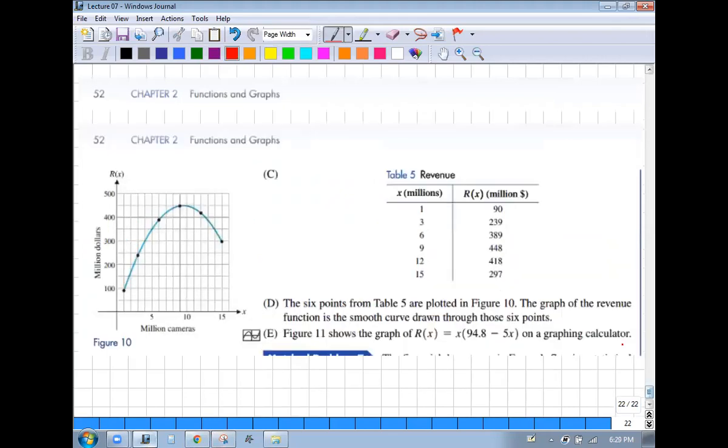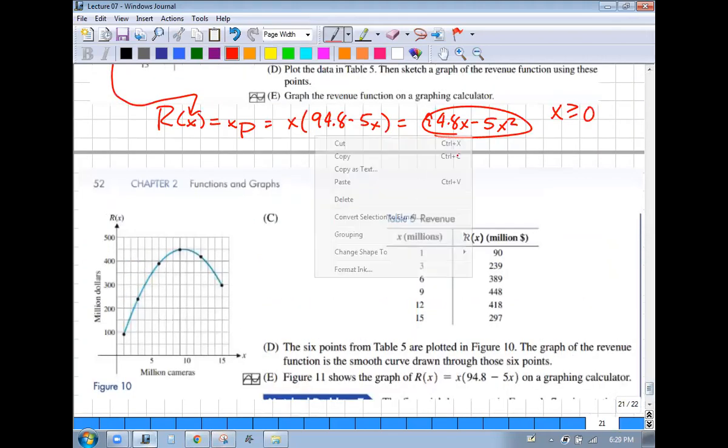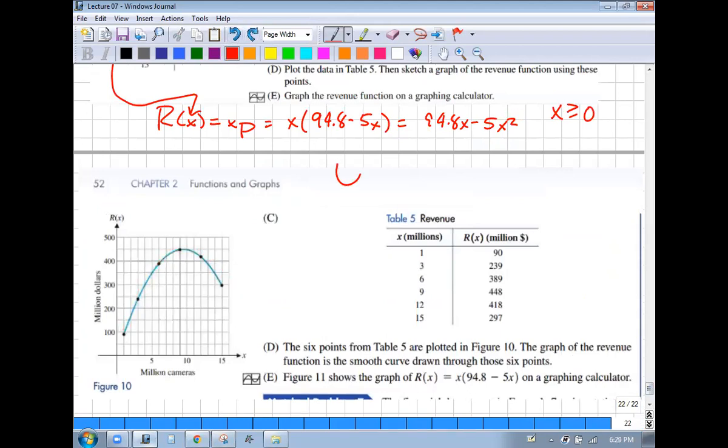Here was our function, R of x equals 94.8x minus 5x squared. Notice this thing's squared, that means curved, right? X squared looks like this, but when you put a minus in front of it, it turns it upside down. That's why this thing looks the way it does. All right. So you can see here the revenue based upon millions of cameras. You kind of want to know what happens right here, right? That's your X value. You'd want to make what, 9 million cameras?